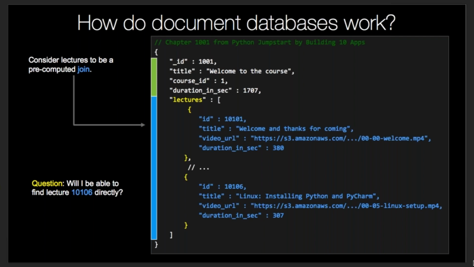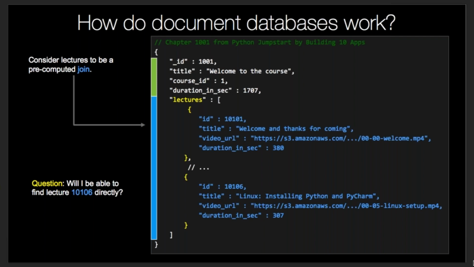And the quick rule of thumb here, before we get into too much detail, is if most of the time you want the lectures when you get a chapter embedded, you're going to have only one database query, it'll be much faster, and so on. If you rarely want the lecture details when you get a chapter, then this is the wrong design, okay?